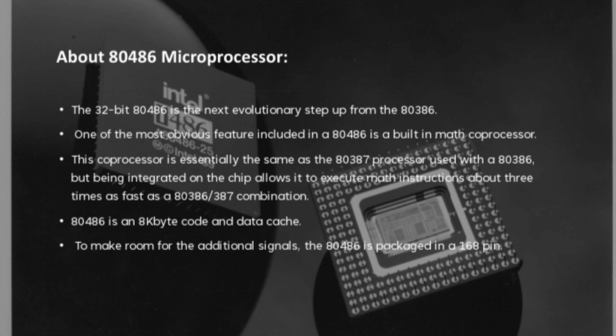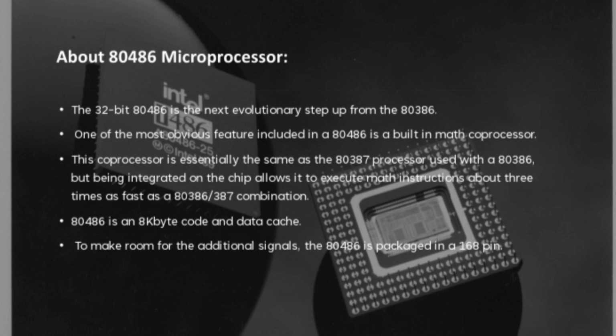One of the most obvious features included in the 80486 is a built-in math coprocessor. This coprocessor is essentially the same as the 80387 processor used with the 80386, but being integrated on the chip allows it to execute math instructions about 3 times as fast as the 80386/387 combination. The 80486 has an 8K byte code and data cache. To make room for the additional signals, the 80486 is packed in a 168 pin package.